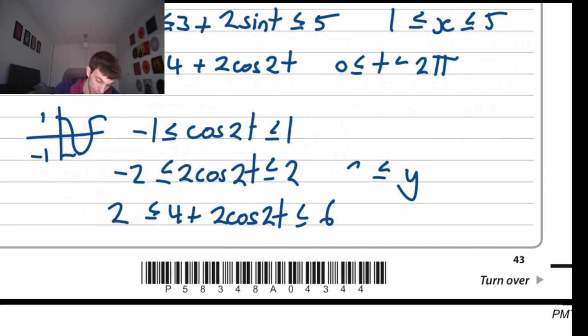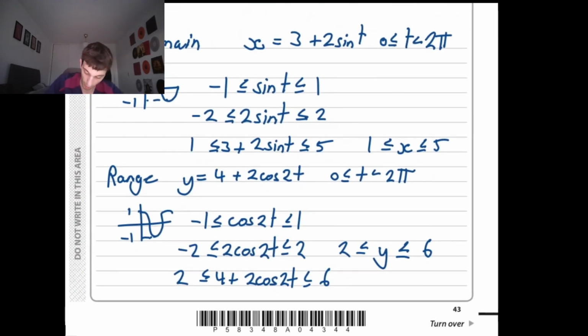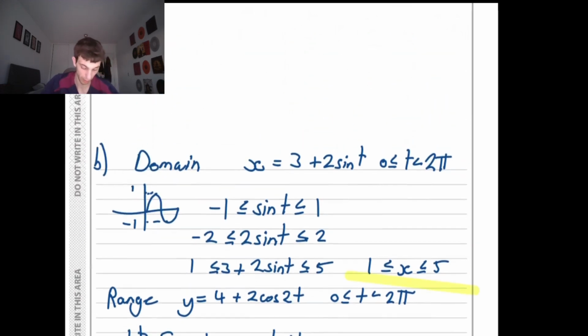Y must be larger than or equal to 2, and less than or equal to 6. Okay, so we can actually start getting somewhere here. We have our range. Maybe I'll highlight it, or let's just give it a little underline like this. And then we also have our domain here, just to make those very, very clear. So what can we do?